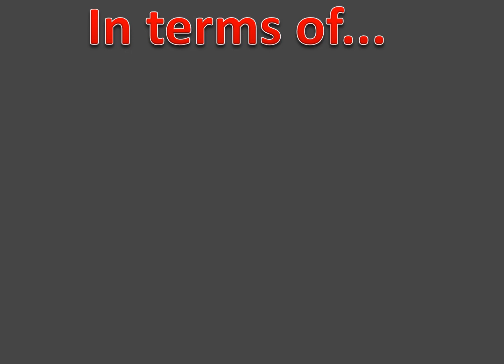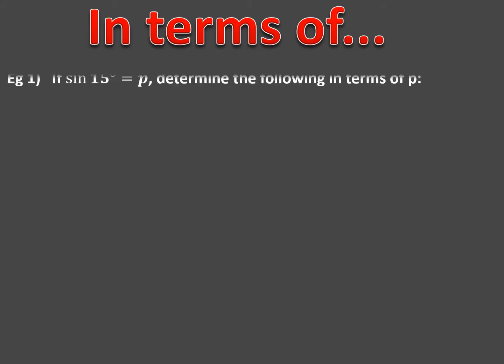In trigonometry, we are sometimes expected to write one angle in terms of a letter or another angle. In this question, if sine 15 degrees is equal to p, determine the following in terms of p. So what they're asking me to do is, for any angle that I'm working with, to try and write it or reduce it to 15 degrees.